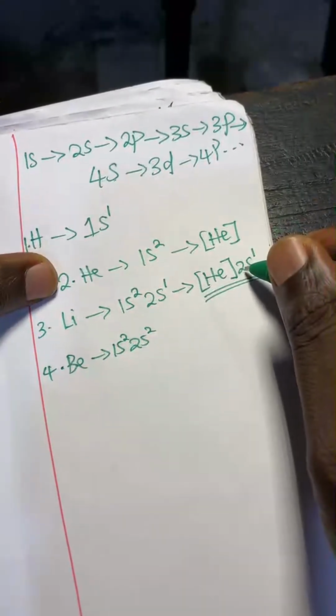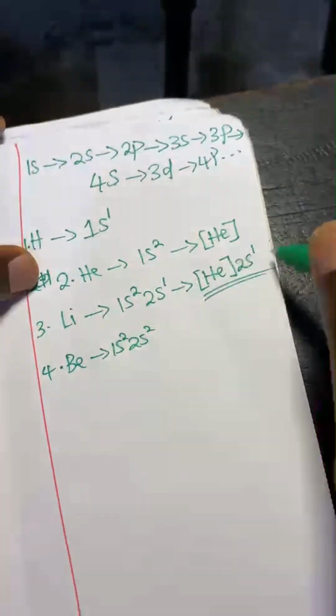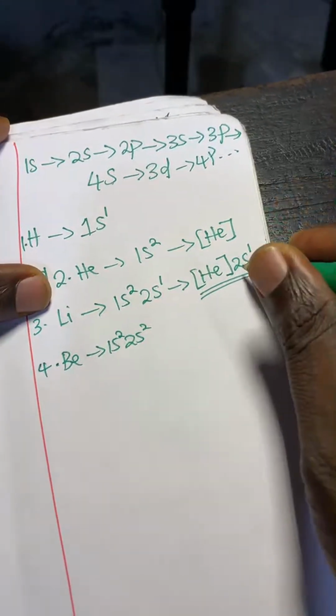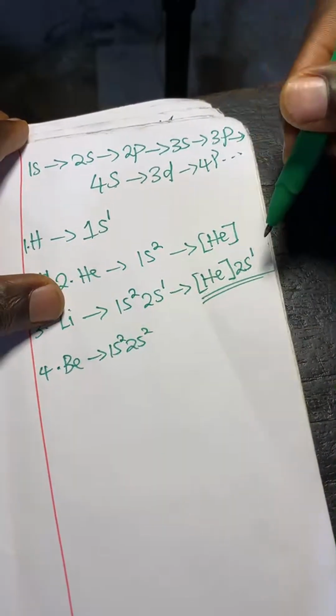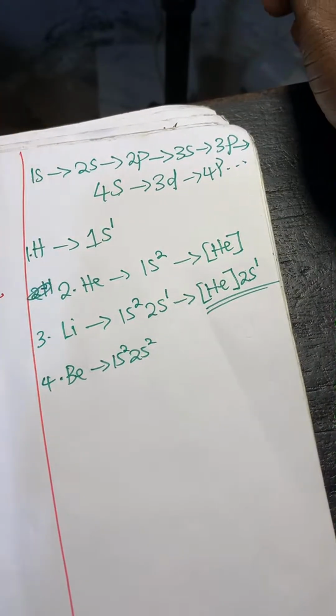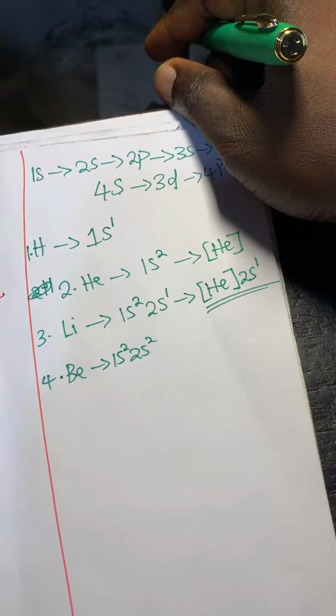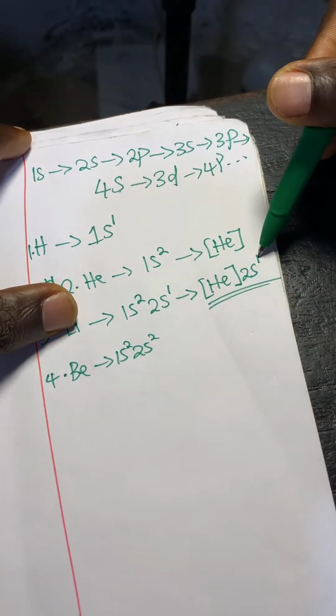Now with this, I can easily tell you, because of this 2s1 here, it gives me a lot of information about lithium. It shows that lithium is group 1, because for all s block elements, the highest number of electrons that s can contain is 2, and this one shows it is a group 1 element.